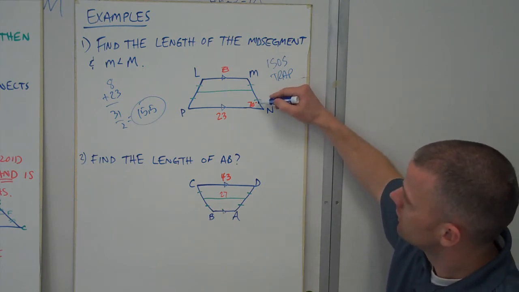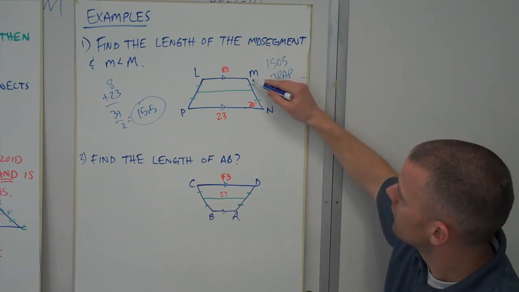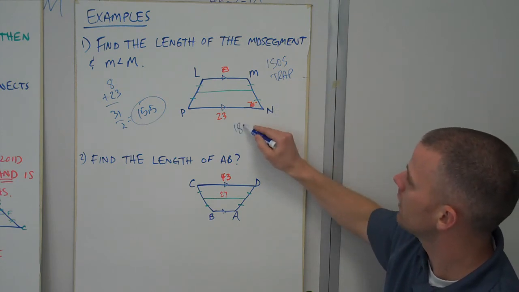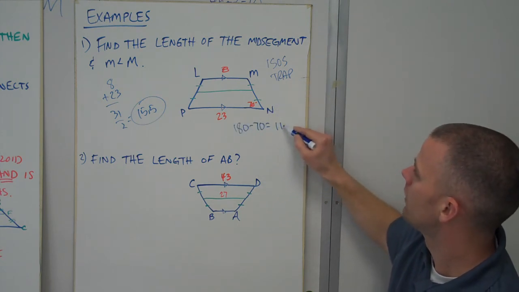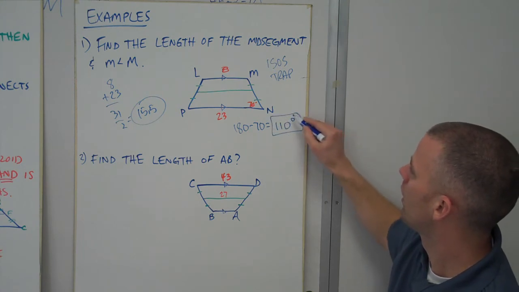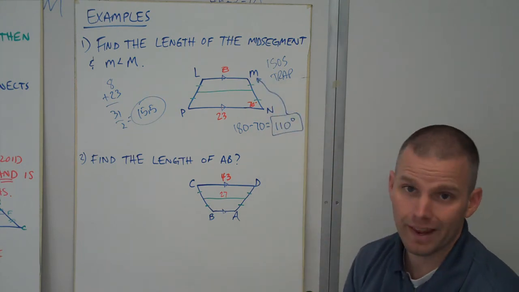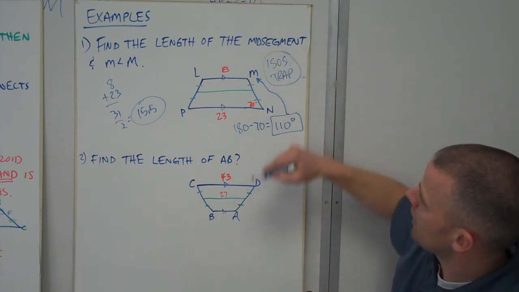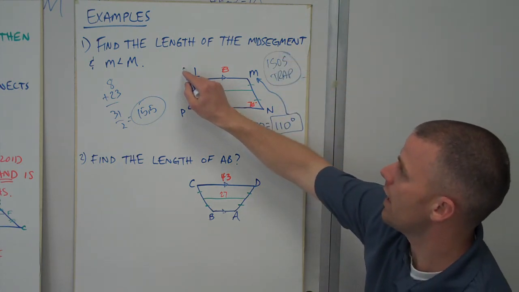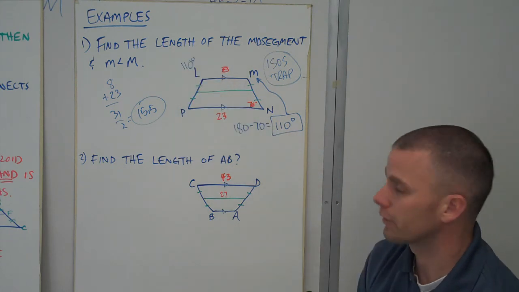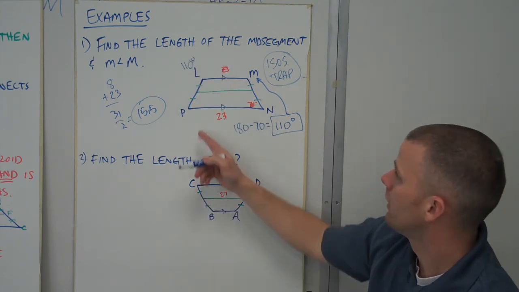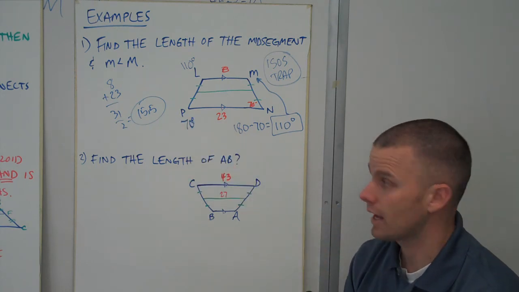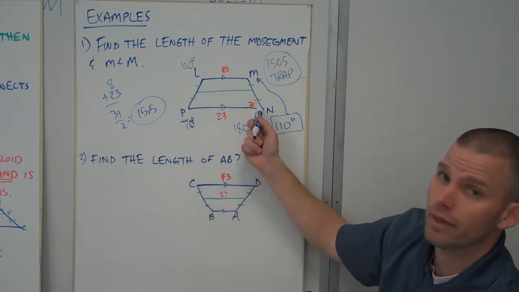How about the measure of angle M? Well, if this is 70, angle M and angle N should be supplementary. So if we take 180 minus 70, we know that angle M is 110 degrees. Now, because it's an isosceles trapezoid, that also means that angle L is 110 degrees. Base angles are congruent. Angle P should be 70 degrees because, again, the base angles are congruent. This is a base angle with angle N.